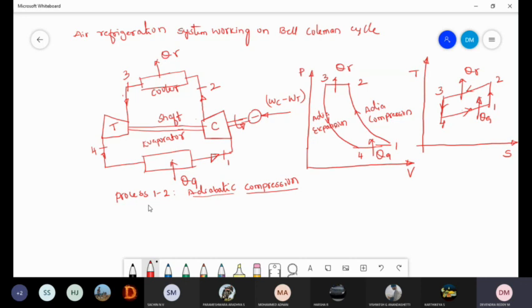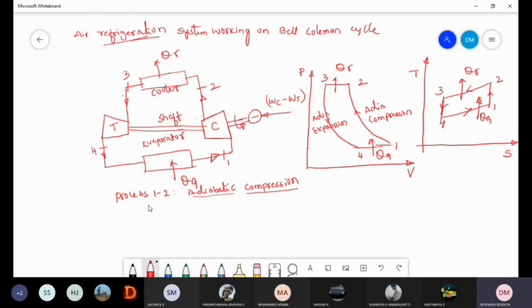The process 1 to 2 is adiabatic compression. The compression takes place in the compressor. Understand? It is driven by a shaft. We are supplying the work. You should remember this is external work we are supplying because it is a refrigeration system. So the word refrigeration means I am supplying the work from the compressor.